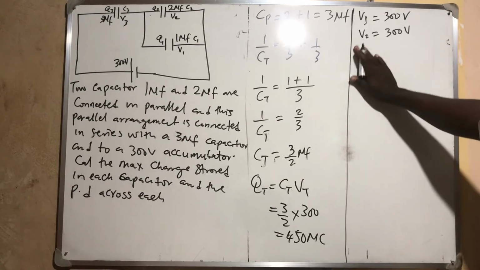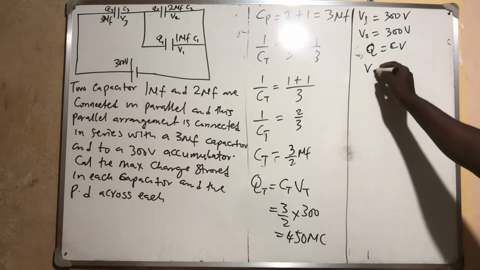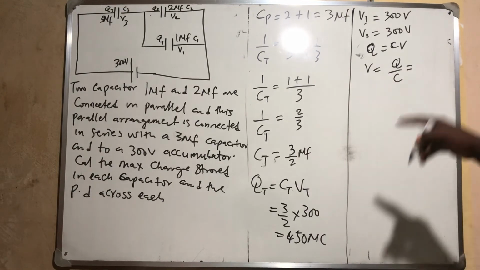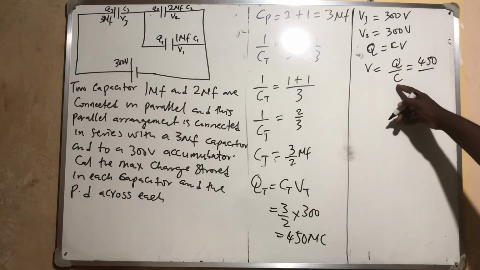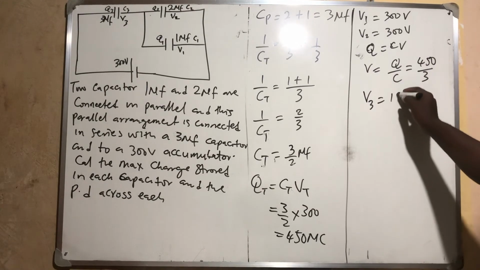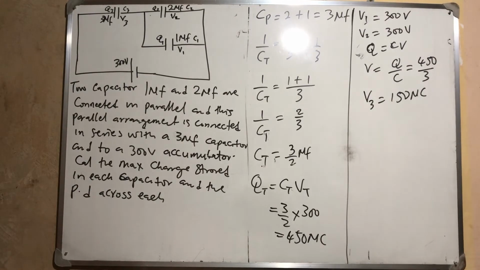So how do I get my V3? Don't forget that capacitance is always charge over voltage, Q equals CV. So my V will now be Q over C. What is my Q? My Q is 450. 450 divided by my C, which is 3. So my V3 is equal to 150 volts. Okay, that is my V3. So I've gotten my V1, V2, and V3.